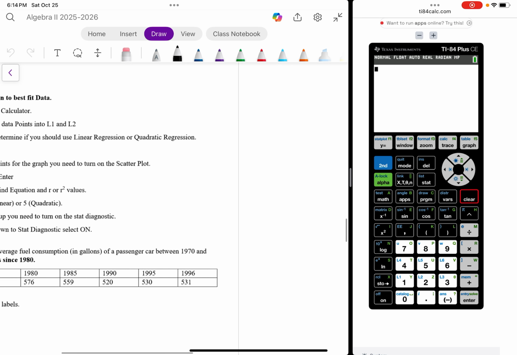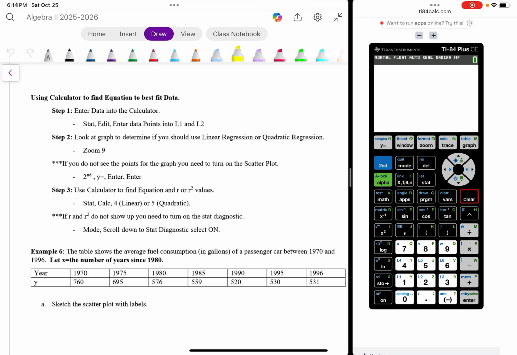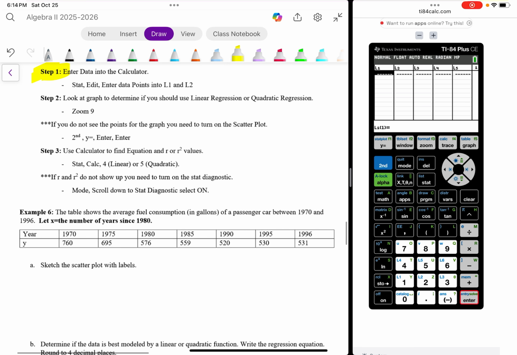So the first thing we're going to do to find the equation of best fit is to first enter our data into our calculator. So you're going to hit the stat button, and it's all listed out here. We're going to go to edit, and then we are going to enter our data into list 1 and 2. So for example 6, the table shows the average fuel consumption in gallons of a passenger car between 1970 and 1996. Let X be the number of years since 1980.